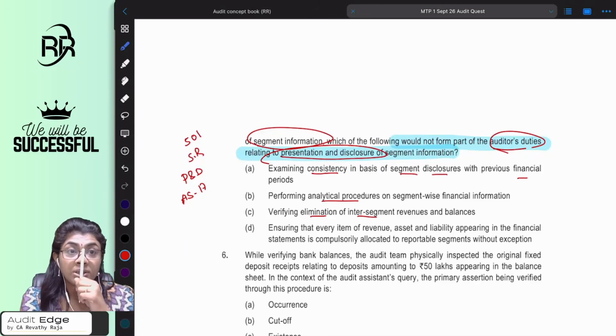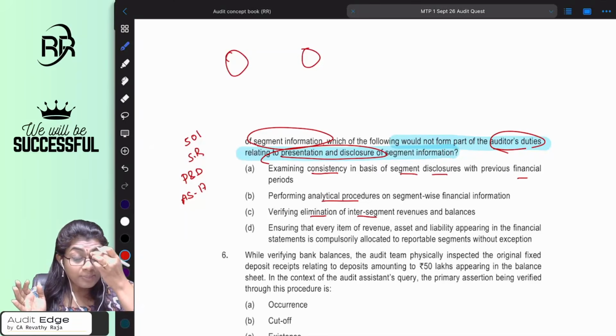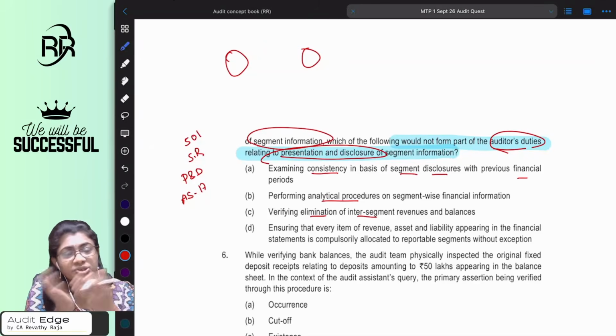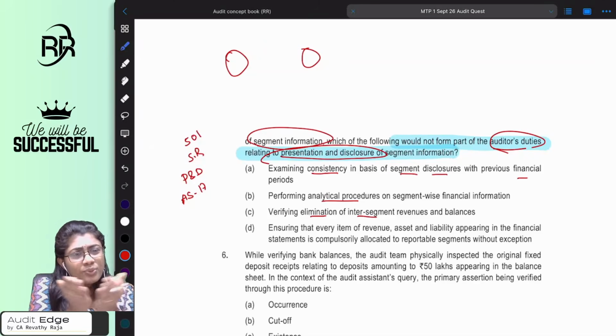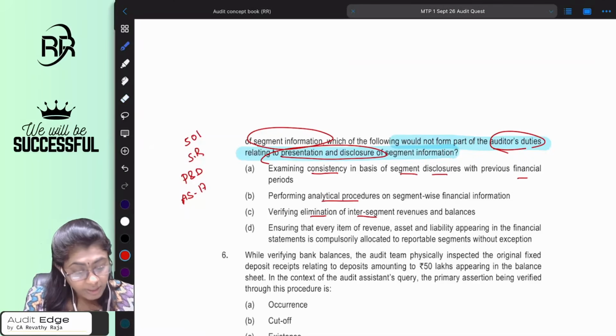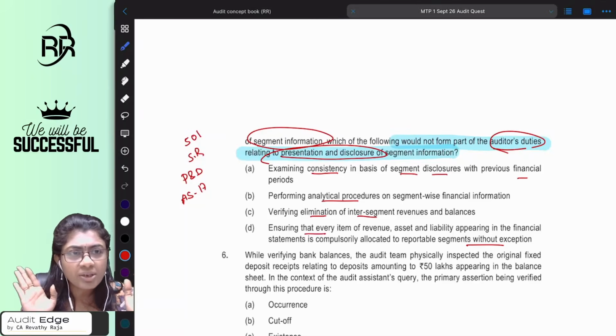Verifying the elimination of inter-segment revenues and balances. See, you learn in your consolidated financials, whenever there are intra-group transactions between company A and company B, segment-wise, one company purchased, another company sold. Whenever you present that, you eliminate the intra-group transaction. Ensuring that every item of revenue and asset and liability in the FS is compulsorily allocated without exception. Allocation you have to check.